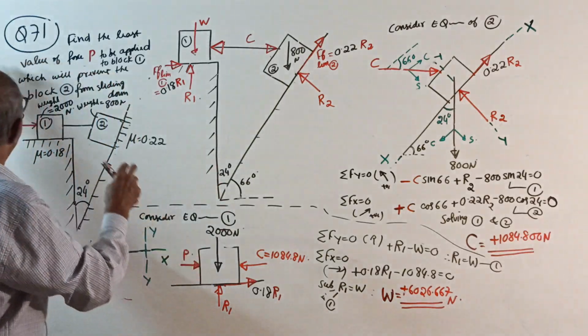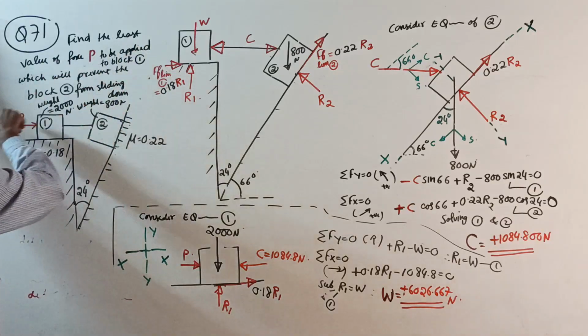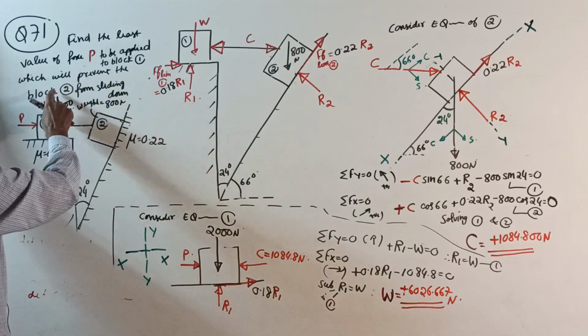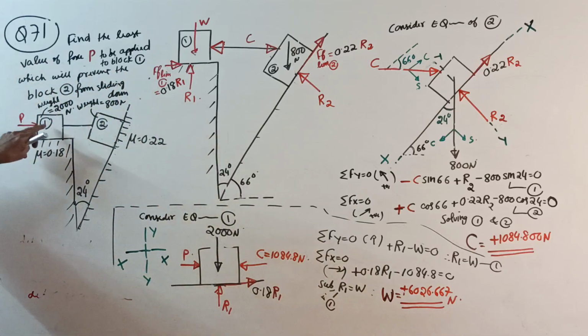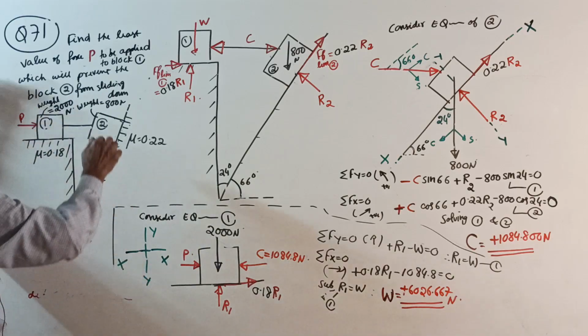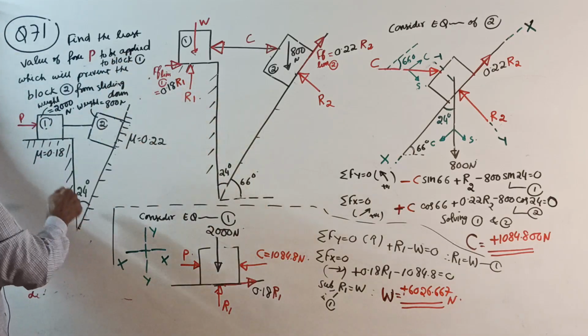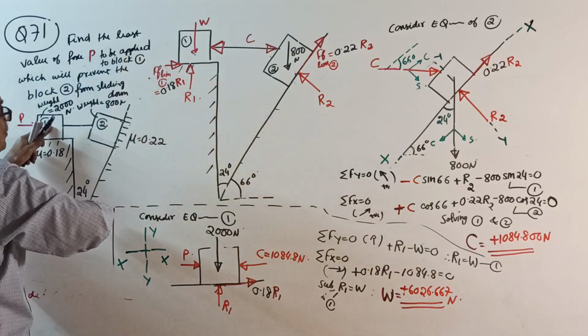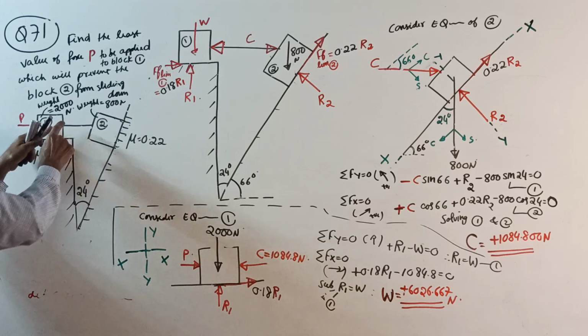Here, find the least value of P to be applied to block 1, which will prevent block 2 from sliding down. Now, this weight is given. See, when it slides down, this weight will try to prevent it. When it slides down, this weight gives stability.